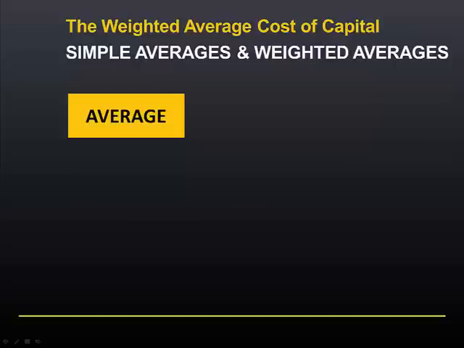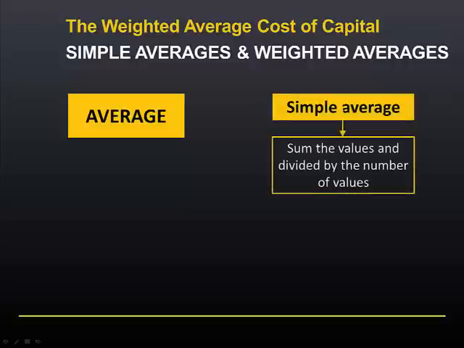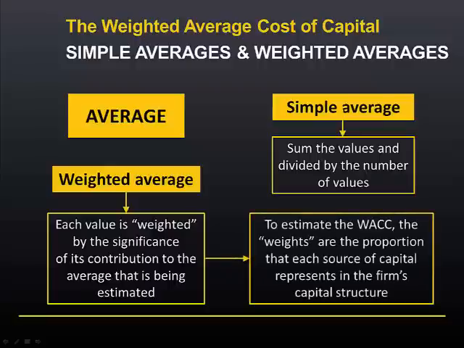Because we need a single number that represents the cost of capital to use as a discount rate in calculating the NPV of a project, we need to distinguish between a simple average and a weighted average. A simple average, we sum the values and divide by the number of values that there are. With a weighted average, we weight each value by the significance of its contribution to the average that is being estimated. When it comes to calculating the weighted average cost of capital, the weights that we will use are the proportion that each source of capital represents in the firm's capital structure.